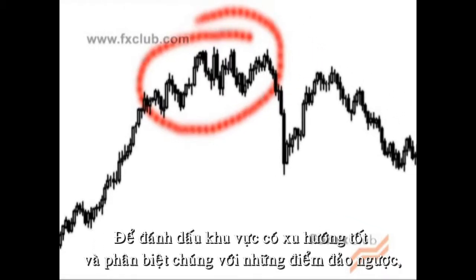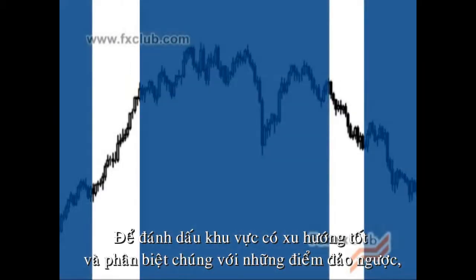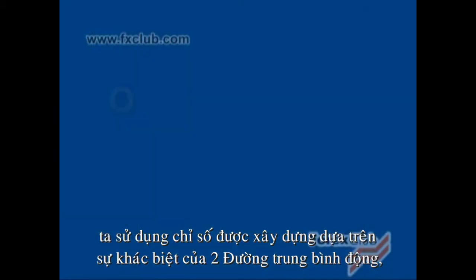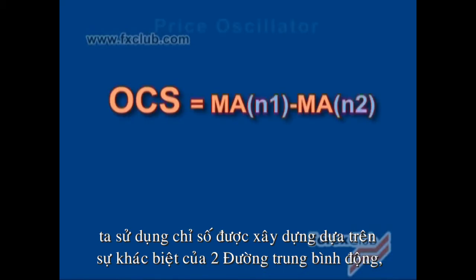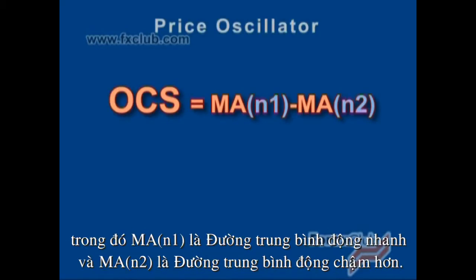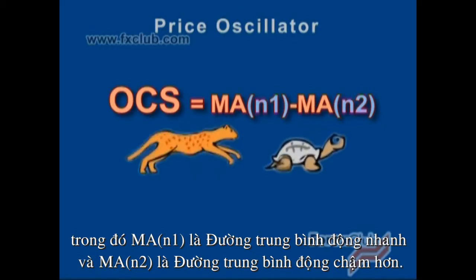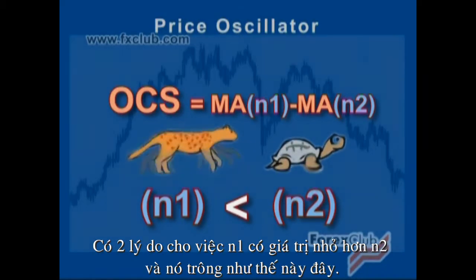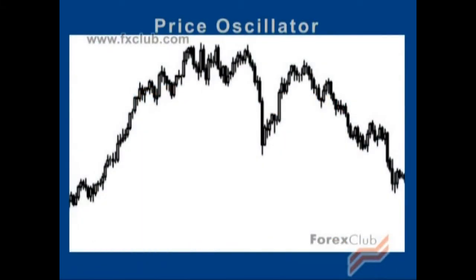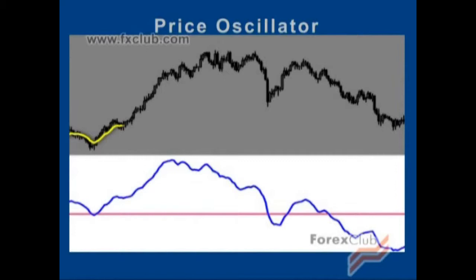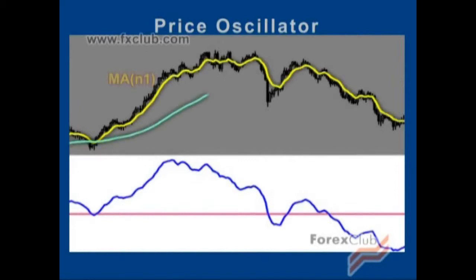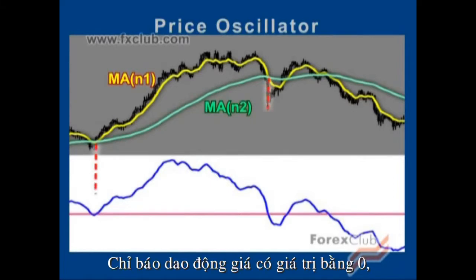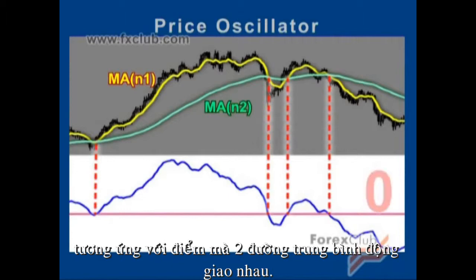To mark trend zones and to differentiate them from reversal points, we use an indicator which is based on the difference between two moving averages. It's called the price oscillator, where MA N1 is the faster moving average and MA N2 is the slower one. It stands to reason that N1 is less than N2, and this is what the indicator looks like. The price oscillator has a value of 0 at the points where the two moving averages cross.